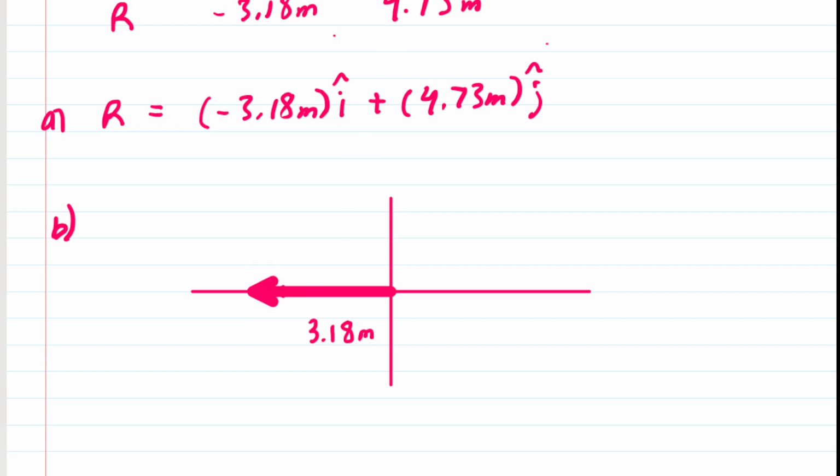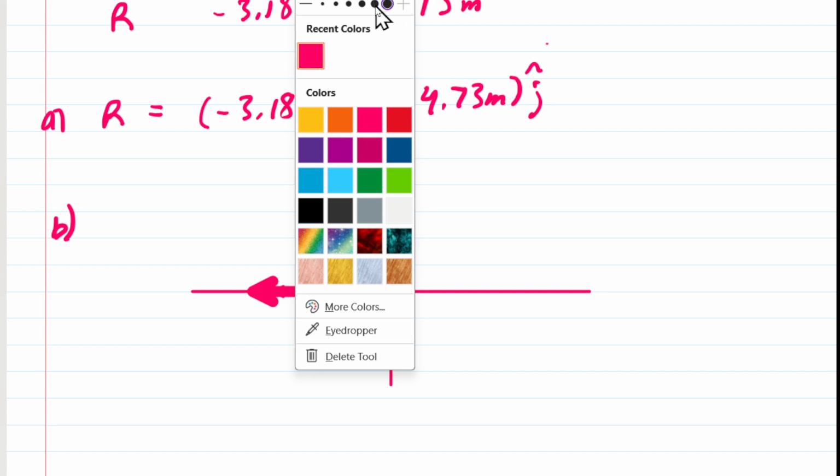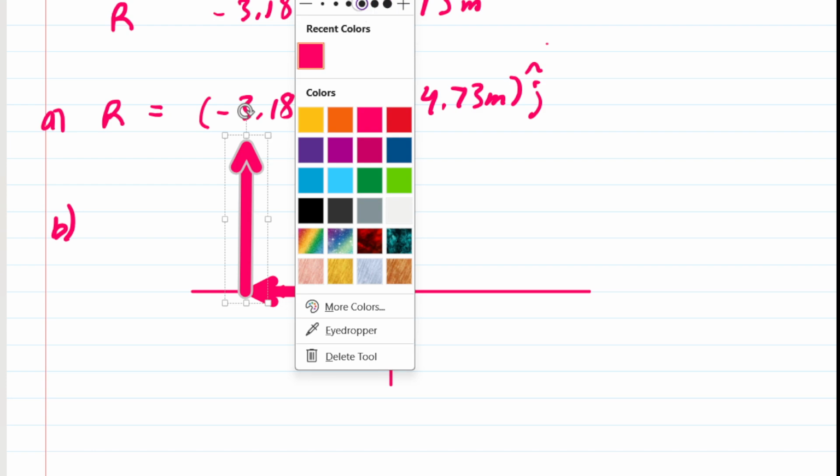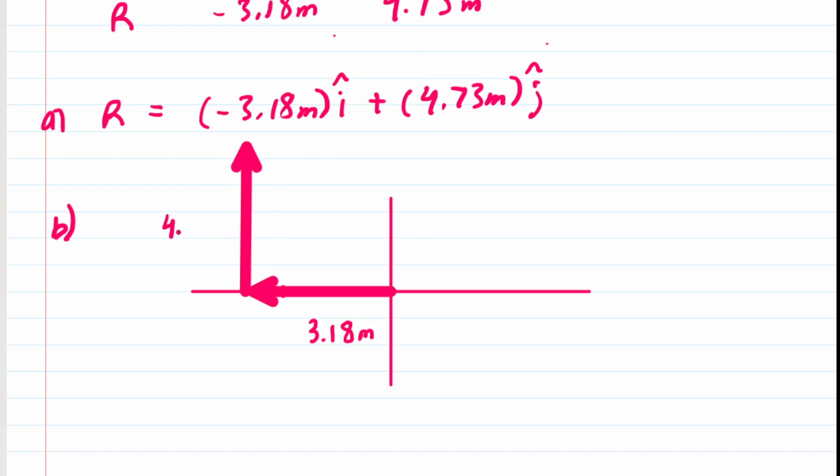Now for the y component, it's positive 4.73. And because it's positive, we're going to point that magnitude, or that vector, in the positive y direction. So it's going to go this way. It's going to go straight up. And we're going to label that with the magnitude of 4.73 meters.